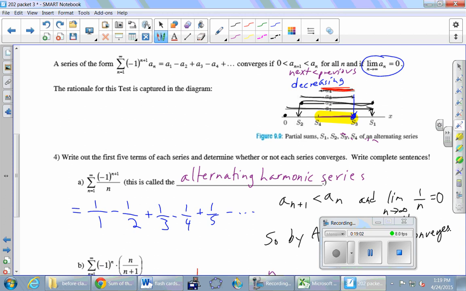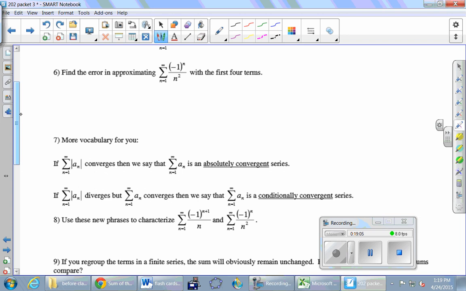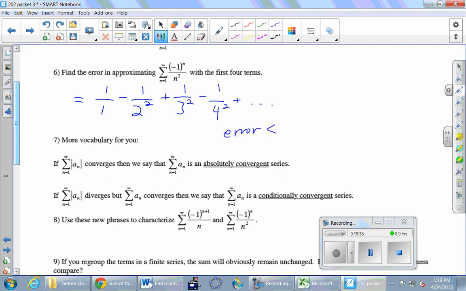So let's take a look at how to use this in number 6. So this is the series we looked at just a moment ago. So if we did the first few terms, which we wrote out before, so it was 1 over 1 minus 1 over 2 squared plus 1 over 3 squared minus 1 over 4 squared plus ... right? So if I just stopped it here after 4 terms, then the error is definitely less than the next term, the 5th term, which is 1 over 5 squared, 1/25th.